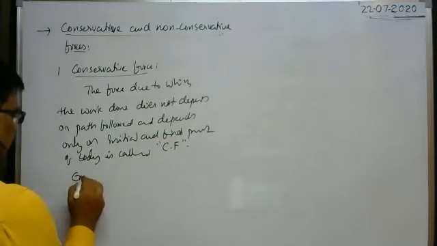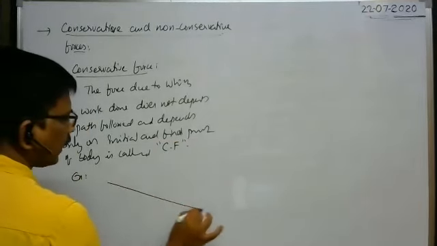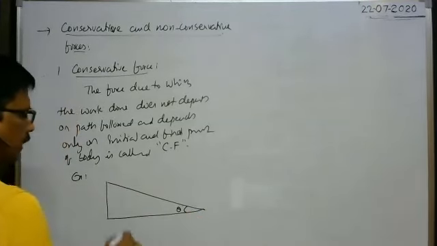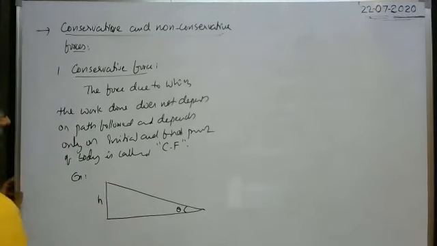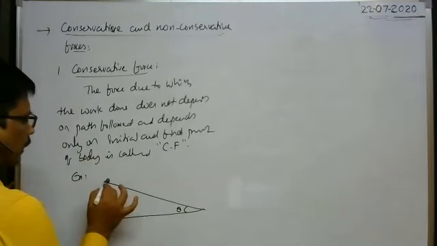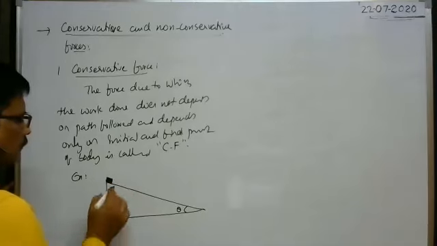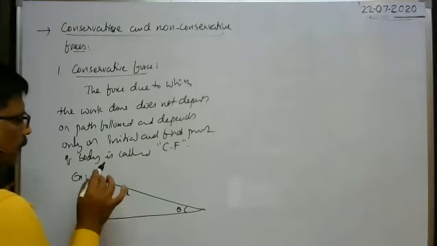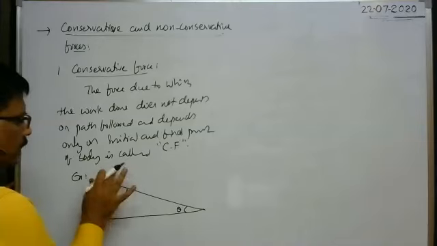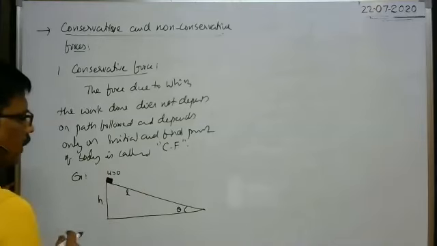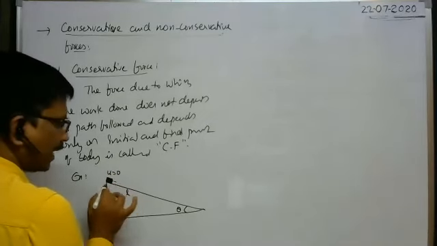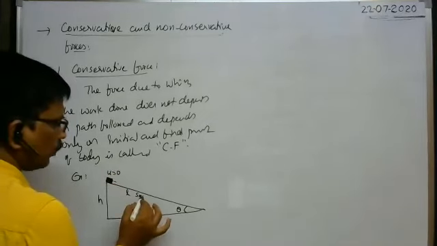One example we will see. Suppose there is a smooth inclined surface with angle of inclination theta. The height of the inclined surface is small h, and the length of the inclined plane is say L. One particle is kept on the top of the inclined plane. When you release it, the initial velocity is 0. Then the particle slides down, as it is a smooth surface.